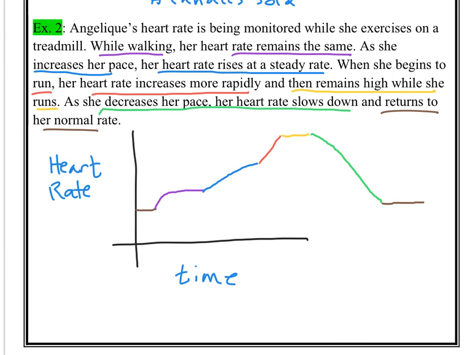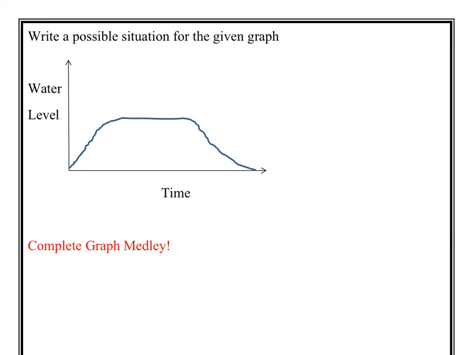Last slide. So you are to write a possible scenario for this given graph. Water level versus time. Water level increases, then it's constant, and then it decreases. And this would be 0, that would be 0. So I'm going to give you a moment to think about your scenario. So if I were you, I would pause the tape and then restart it again when you come up with your scenario.